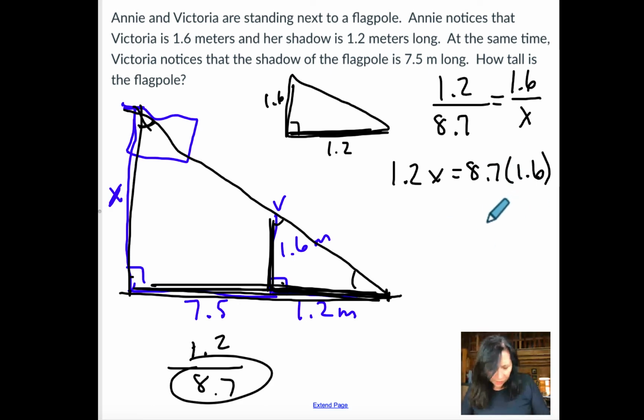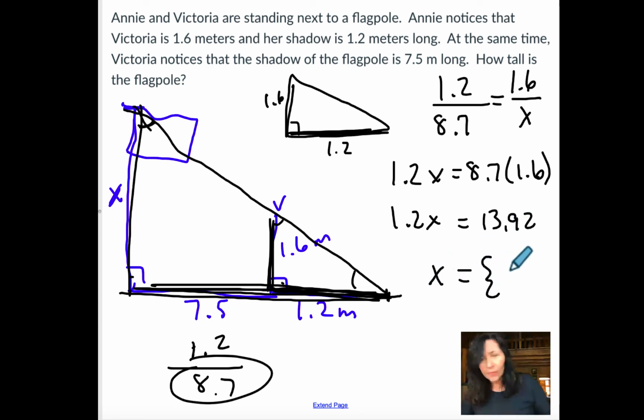I'm going to do 8.7 times 1.6, and I get 13.92. So 13.92 is equal to 1.2x. I'm going to take 13.92 and divide by 1.2, and I get 11.6. So x is equal to 11.6. And so that's how tall it is. So what are we talking? Meters? So this is 11.6 meters. Okay, so it's equal to 11.6 meters.